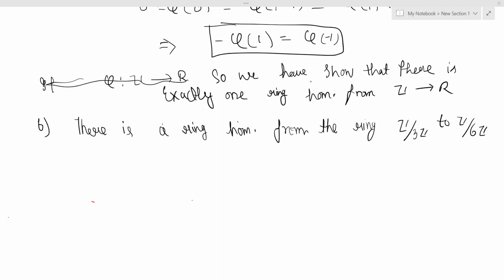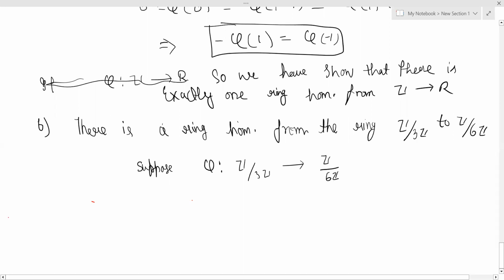Okay, no one wants to talk, so let me write. Suppose there is a ring homomorphism phi mapping Z mod 3Z to Z mod 6Z. Then what? It should take 1 to 1, 0 to 0, right? Phi of x equals 2x? Then 1 will not go to 1, right? But we want a ring homomorphism such that 1 goes to 1.